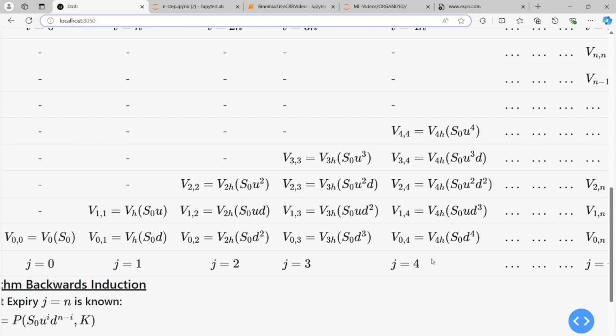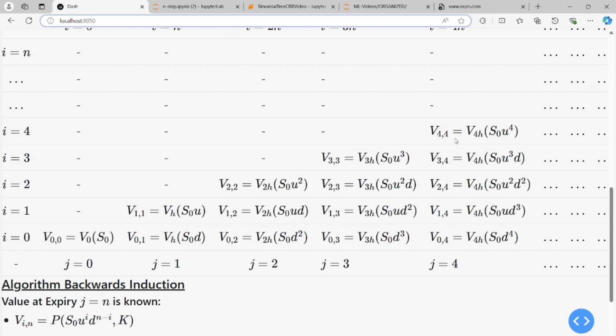And in general, time step j equals 4 will have 5 different options. It'll have j plus 1 different stock price options, right? And remember, the convention from the previous videos is that u equals 1 over d. So the tree is connecting, meaning if you go up and then down, it's the same as going down and then up. But the convention here is if you go down, you stay at the same i level.